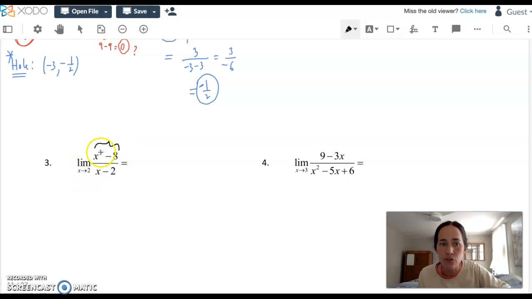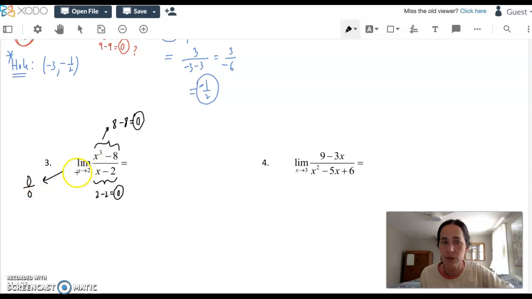If you do an initial direct sub, what do you get up top? 2 cubed, so 8 minus 8. You get a 0 up top, and you also get a 0 on the bottom. 2 minus 2 gives you 0. Here's your green light. Indeterminate form, 0 over 0 is being approached. That means there must be a solution. Let's try to factor out and cancel.